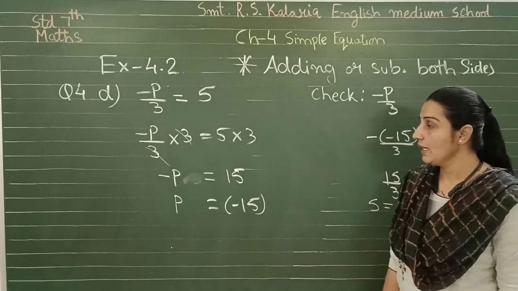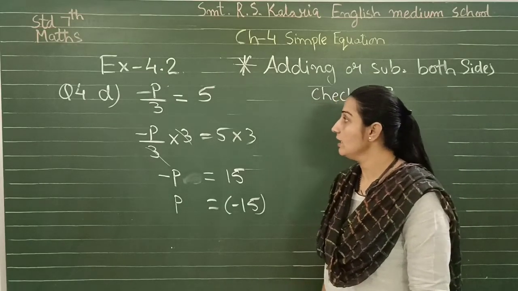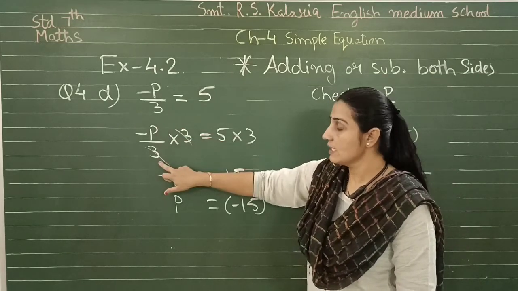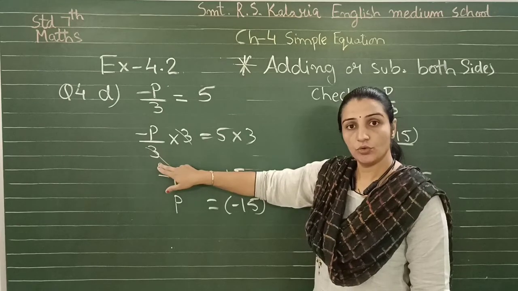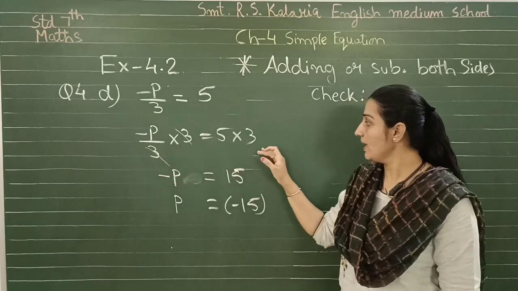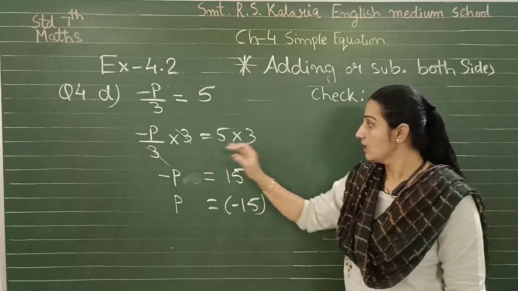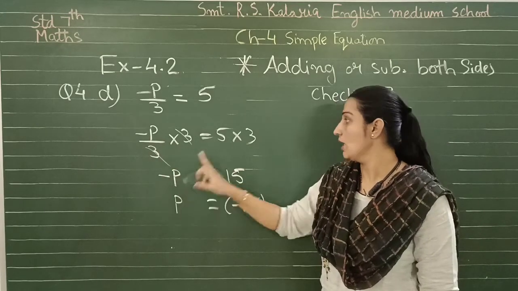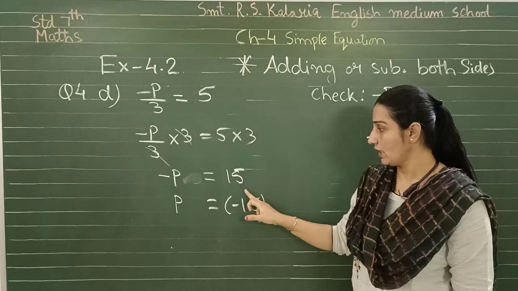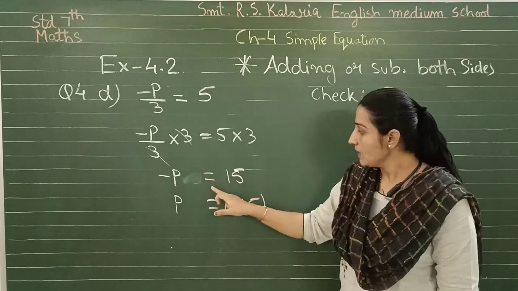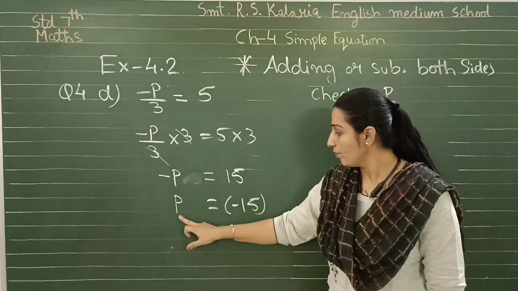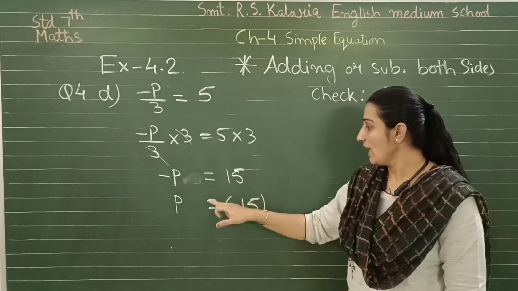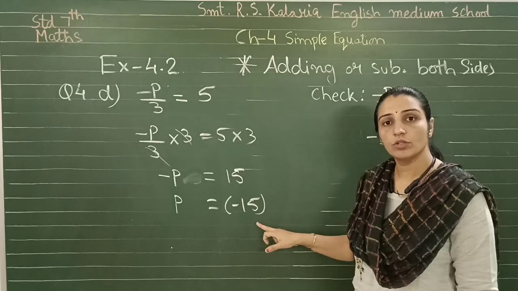Question 4d. -p/3 is equal to 5. To neutralize the 3 in division position, we will multiply by 3 on both the sides. This 3 and this 3 would be removed, so I just have minus p with me. 5 3s are 15. Minus p is equal to 15, therefore p is equal to minus 15. Actually, we are dividing by minus 1 on both the sides.